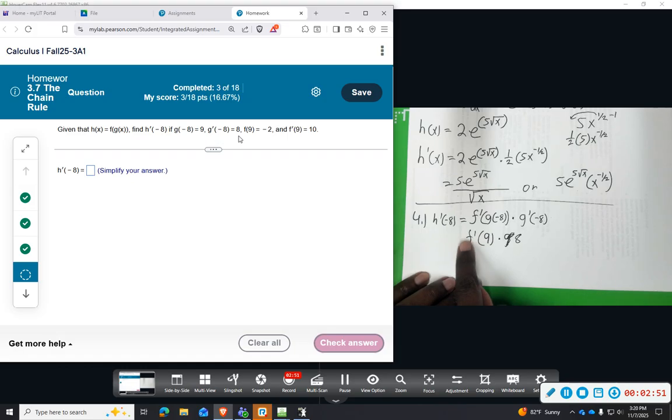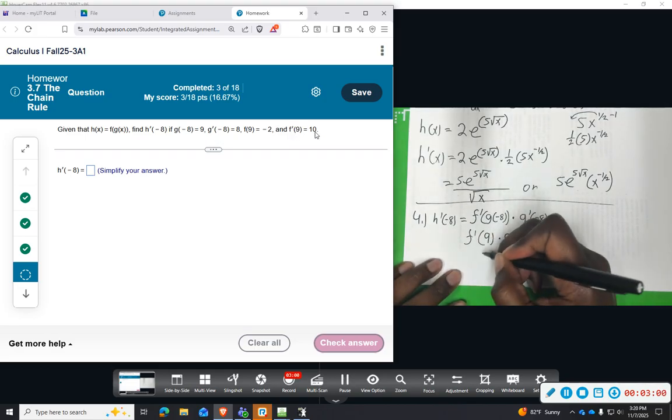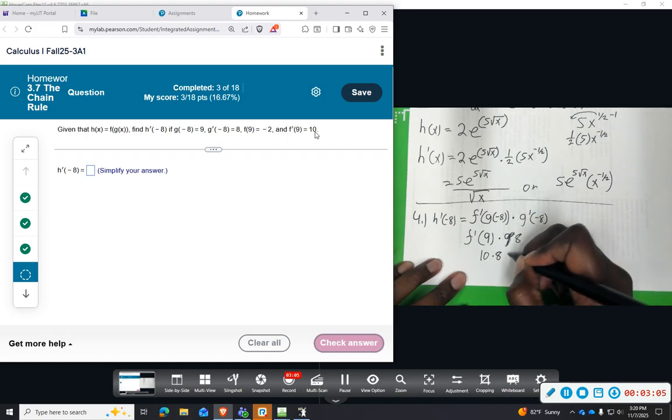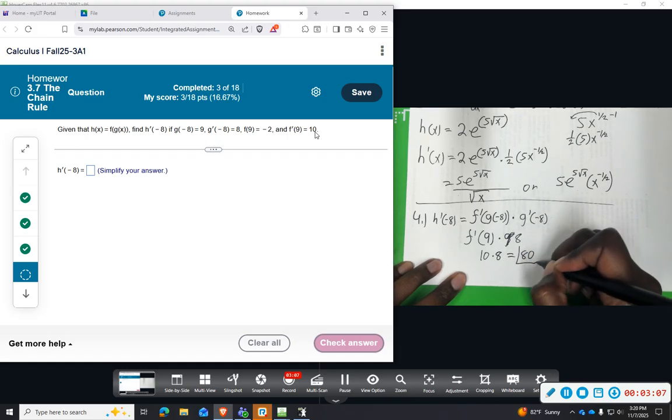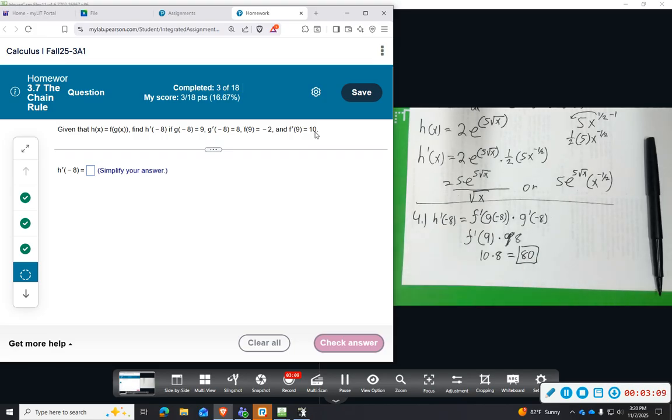Now I need to find out what f prime of 9 is. Okay, so f prime of 9 is equal to 10. So basically when I do this, we're getting 10 times 8, which just gives us 80 by following the chain rule.